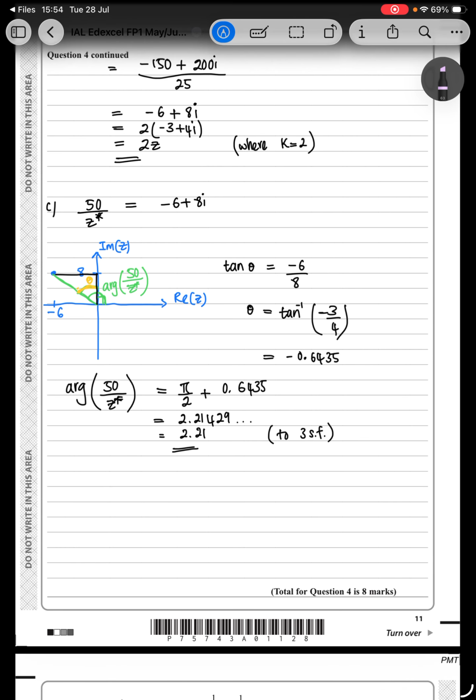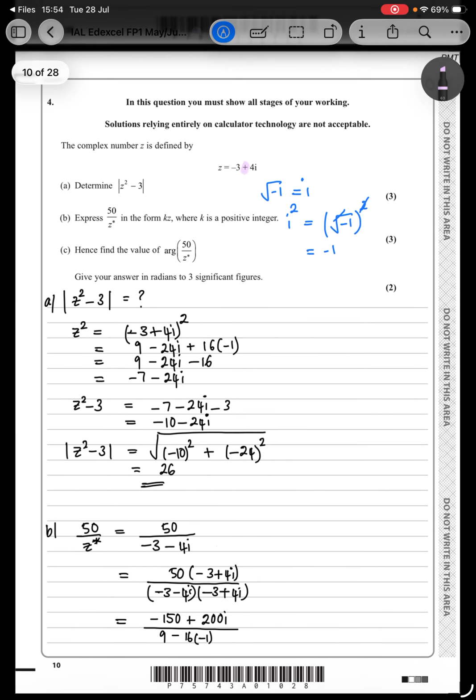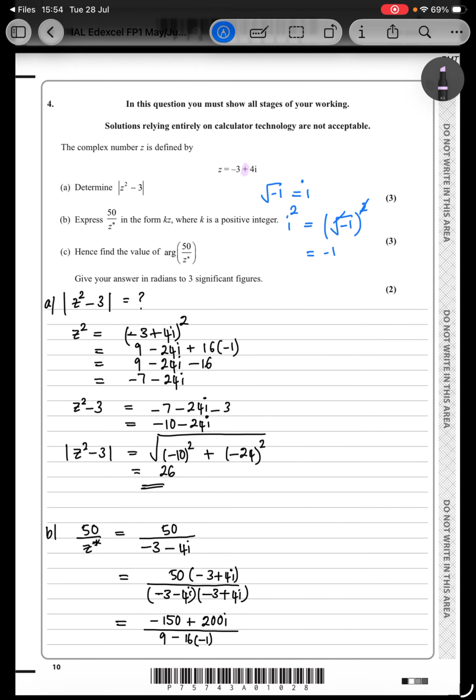Now it's completely fine if this theta value is given as positive or negative. That doesn't really matter. As long as the numerical value of theta is correct, then it's alright. And we can add that to pi by 2 and find the argument. And that's it. That's the end of question number 4.